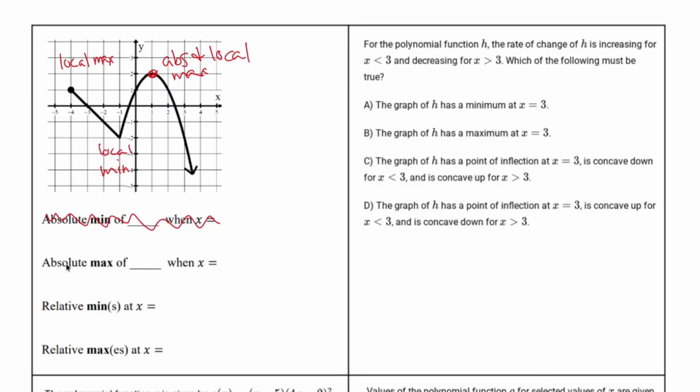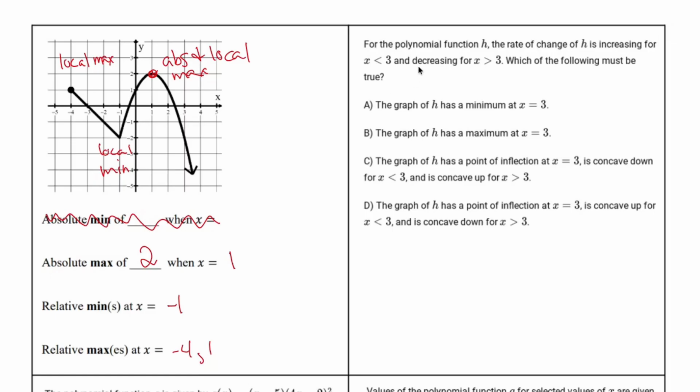We have an absolute max of 2 when x is 1. Okay, when x is 1, absolute max is 2. We have relative minimums at just one spot, and that's at x equals -1. And we have relative, also known as local, maximums at 2 spots: when x is -4 and when x is +1.